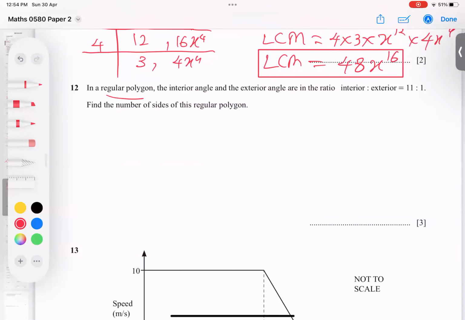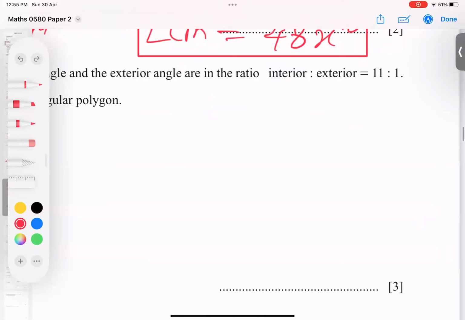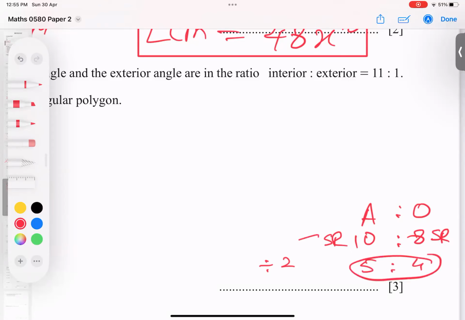He said that the regular polygon's interior angle and exterior angle are in this ratio. So repeat, interior is okay. I will always give an example to you. For example, let's say Ahmed has 10 riyals and Umar has 8 riyals. These are Saudi riyals, SR. If I divide by the common number, let's say 2, this becomes 5 and this becomes 4. So these become ratios. When I divided by 2, I got the ratio. So values converted to ratios.